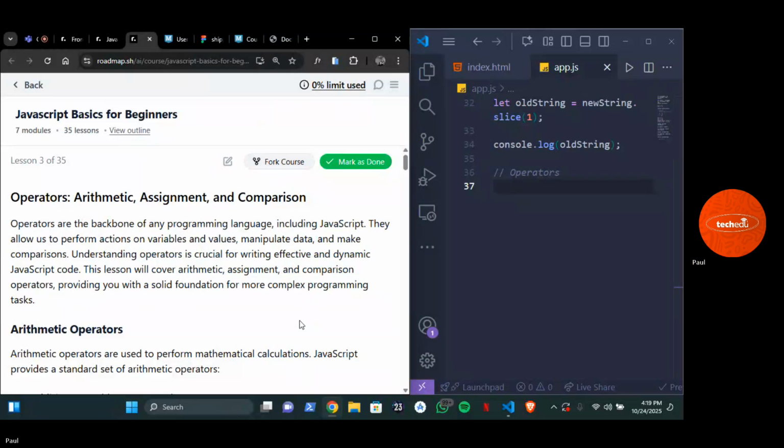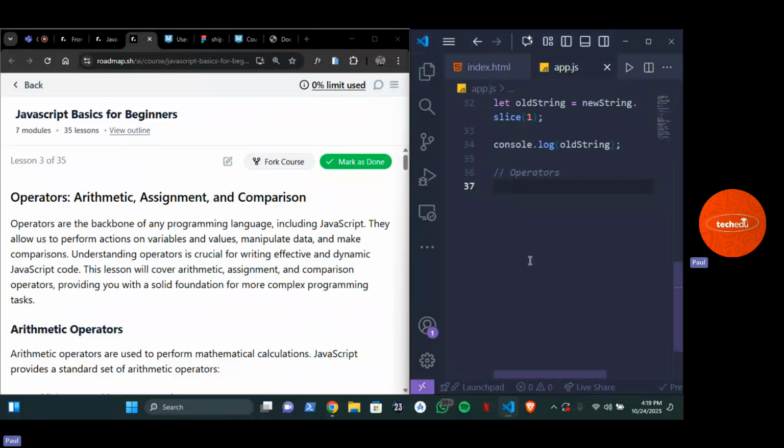Conditional operators. Arithmetic, now, let me just list everything. Let me talk about all of these operators. Arithmetic, assignment, logical, which we've done before, comparison, then conditional. Now, these are the five types of operators I'm talking about.